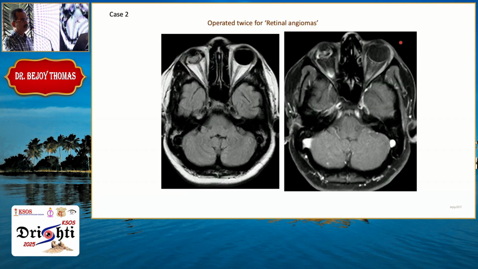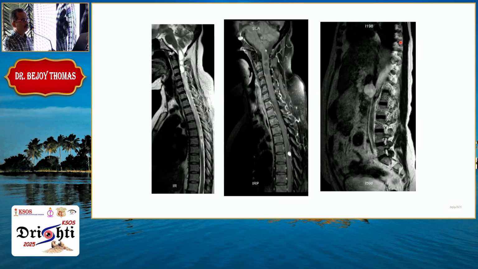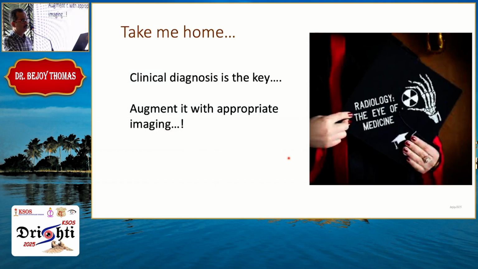And the second case, an operated retinal angioma: when we did the spine imaging, you can see multiple hemangiomas, and this is von Hippel-Lindau syndrome. You also have to screen the abdomen for pancreatic and liver cysts and renal cell carcinomas.